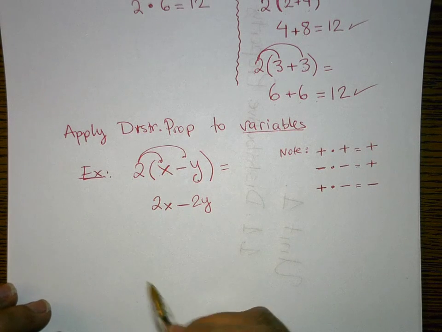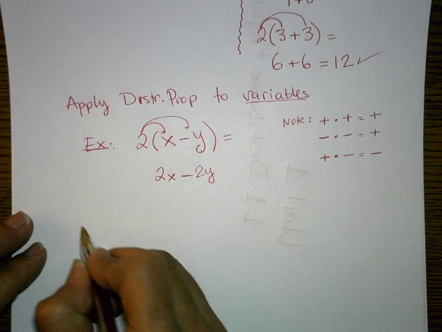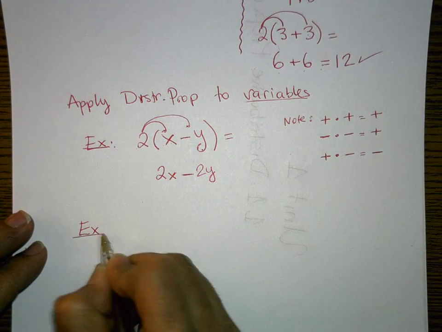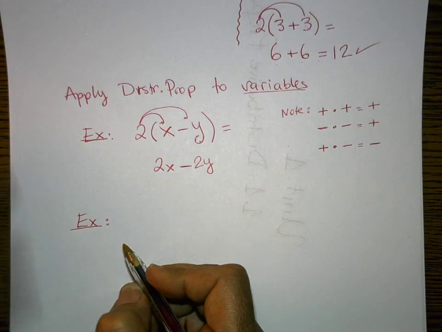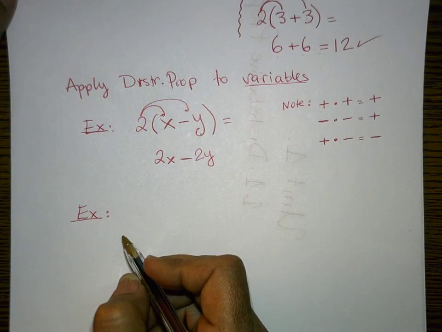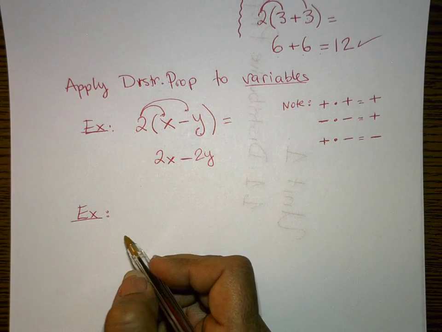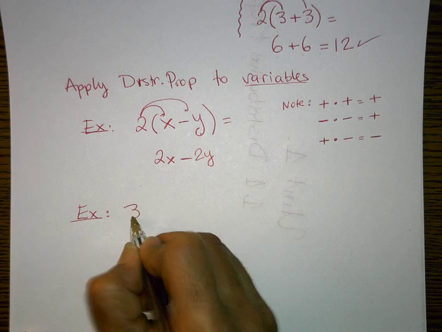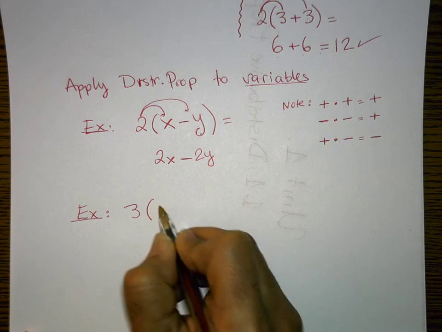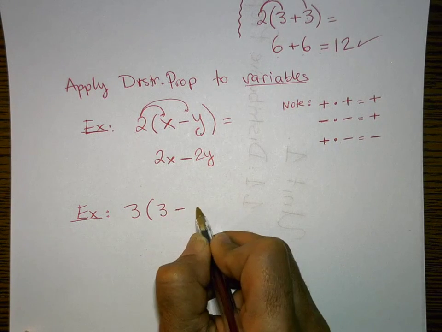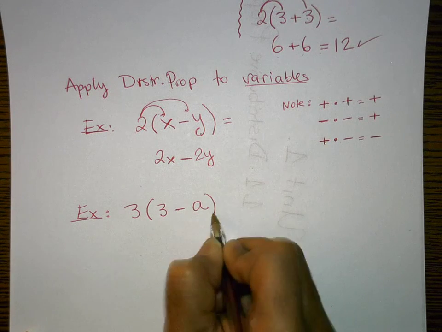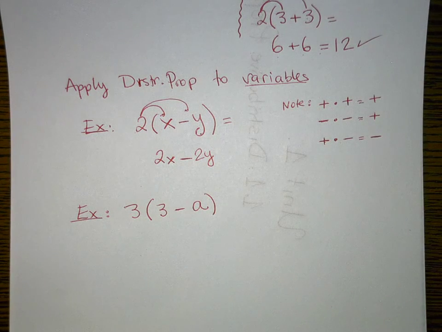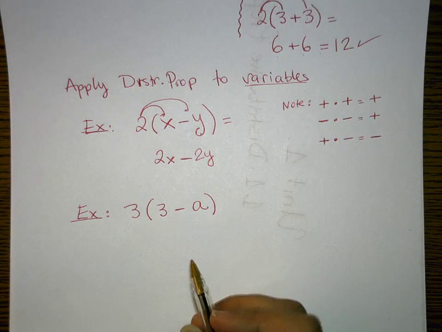Okay? Let's do another example to make sure we really understand it. And this time, after I write the example, I would like you to pause it, try it by yourself, and then continue. Okay? Let's do 3 times a 3 minus, I'm going to pick a letter a for my variable. Okay? So pause it and try it. And you should come back and now check the answer.